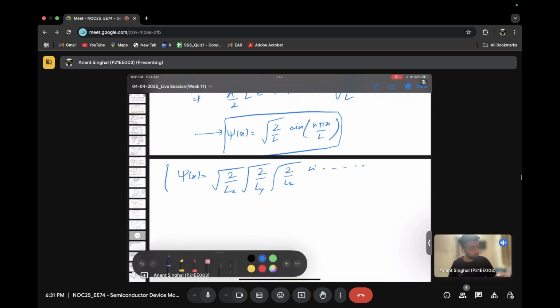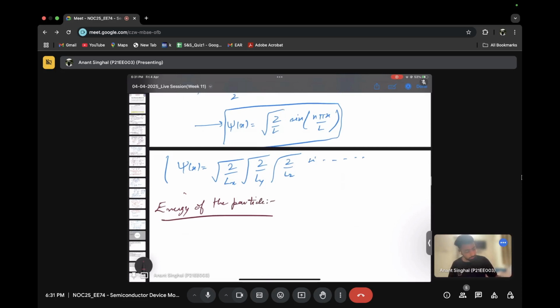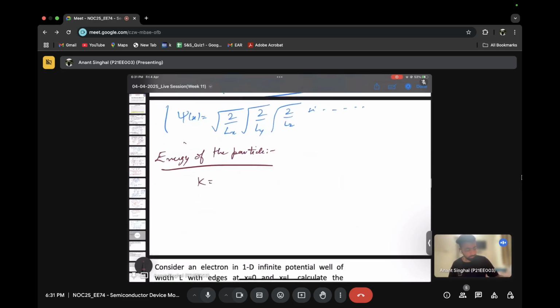Now the main thing that we want to know for a particle is the energy of that particle. So we have got to know what the wave function is, and now we'll try to find the energy. So we made this assumption that k square is 2mE by h cross square, right? Which was n pi by L. So this will be 2mE by h cross square is equal to n square pi square by L square. This will give me energy as n square pi square h cross square by 2mL square.